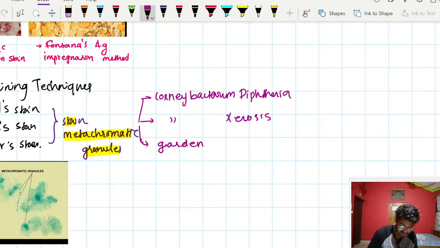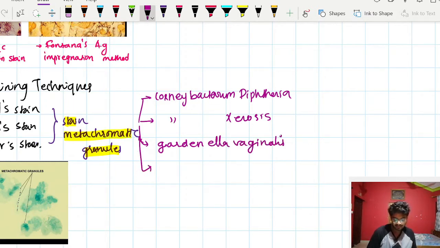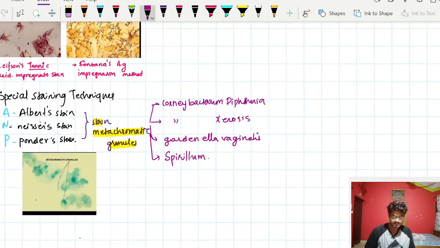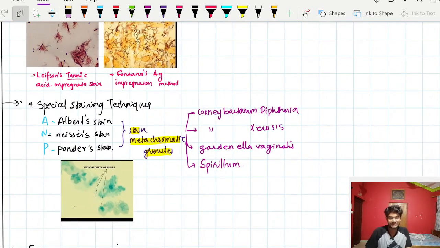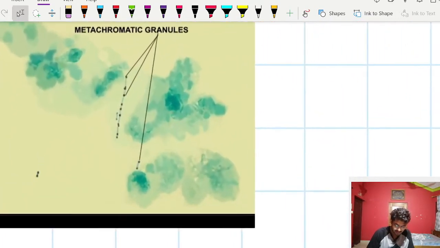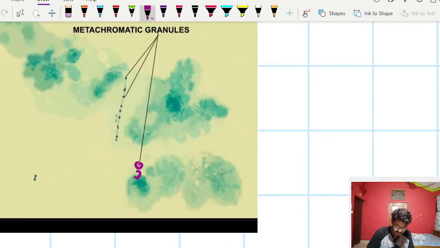Gardnerella vaginalis, and metachromatic granules are also seen in Spirillum. So for bacteria we use a special stain like Albert, Nisse or Ponder stains. So you see this is the metachromatic granules. You see dot-like structures here. These are stained very darkly. So these are the metachromatic granules.